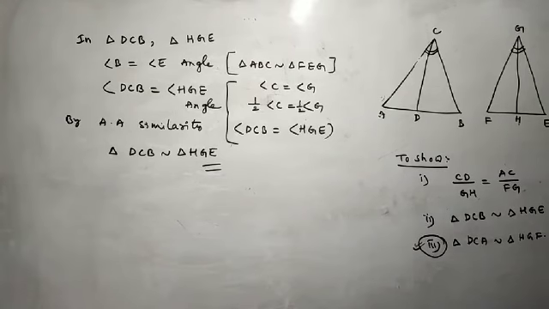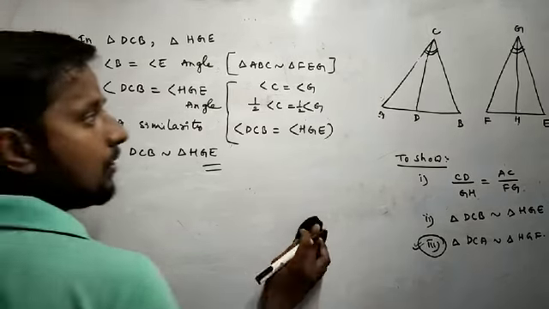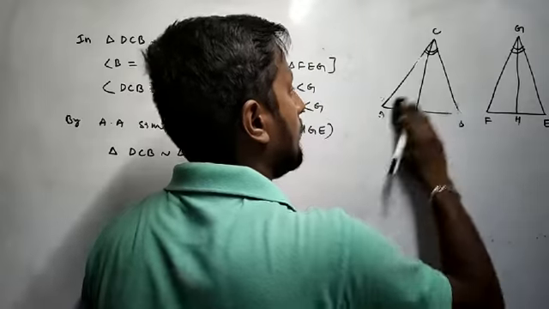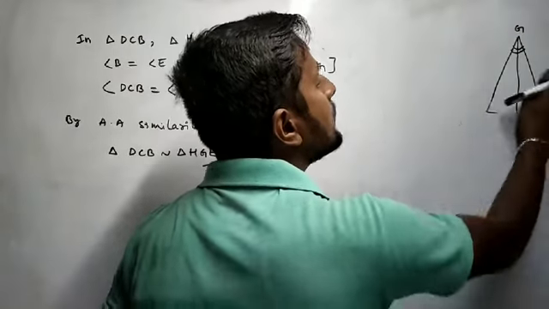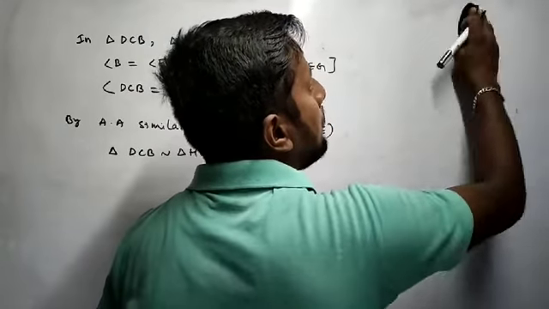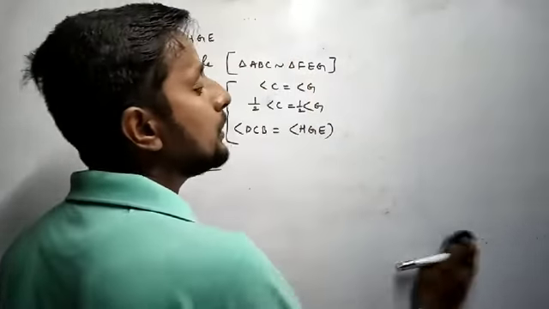Next, AX and DY are altitudes of two similar triangles ABC. Altitudes are nothing but the heights of the triangle, so they must be perpendicular to the base. Correct?